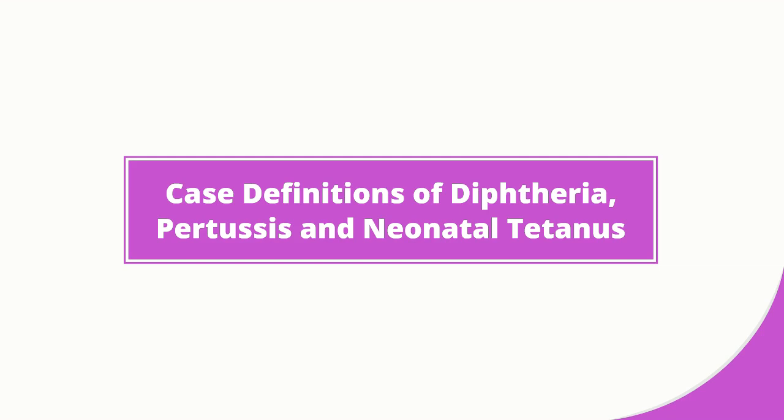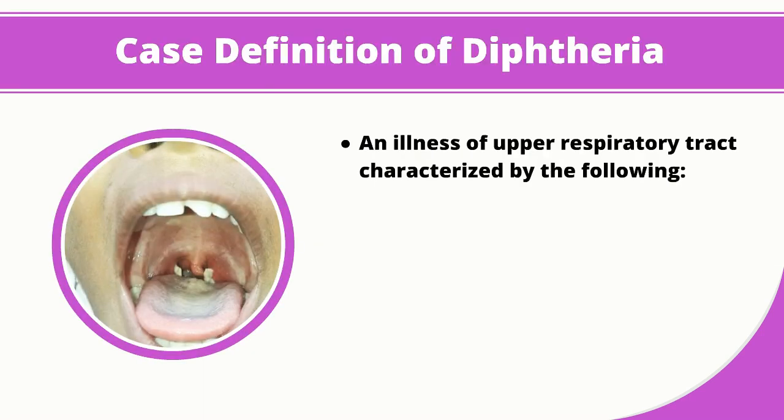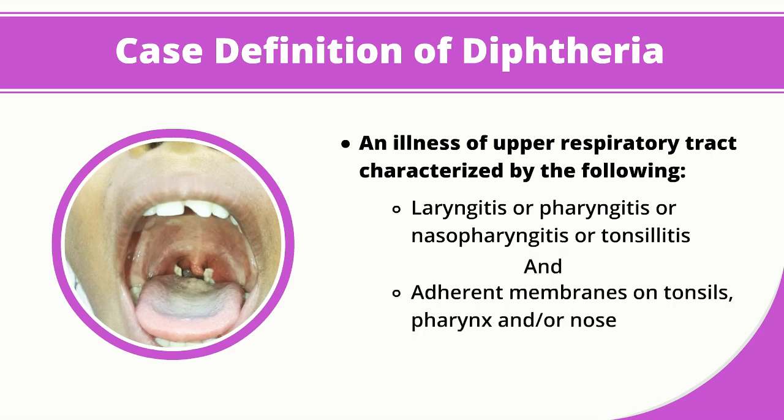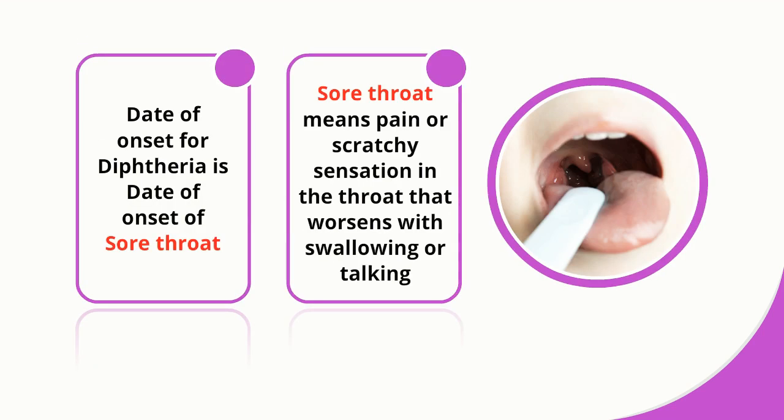coming slides. Diphtheria is an illness of upper respiratory tract categorized by laryngitis or pharyngitis or nasopharyngitis or tonsillitis and adherent membranes on tonsils, pharynx and/or nose. Date of onset for diphtheria is the date of onset of sore throat.